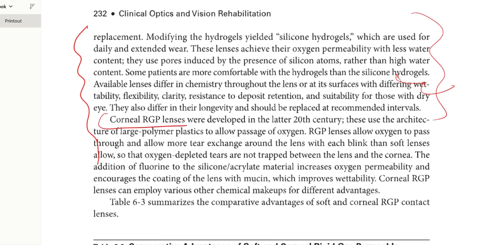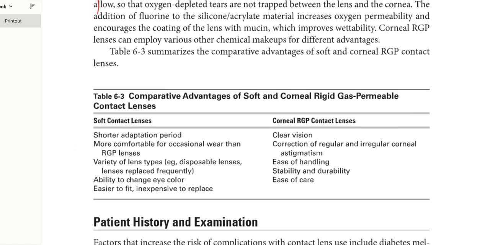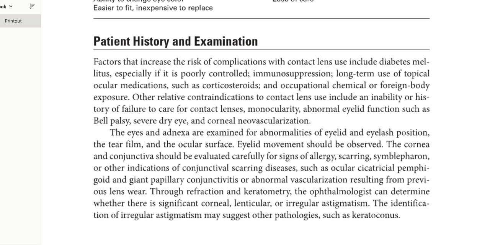from here start corneal RGP lenses. Very important. Okay, this is the comparison of soft contact lenses and corneal RGP lenses. Very important. Not too important, but just give a quick read.